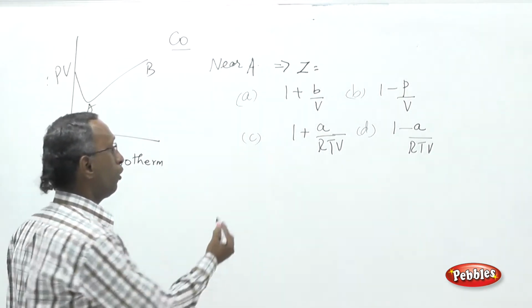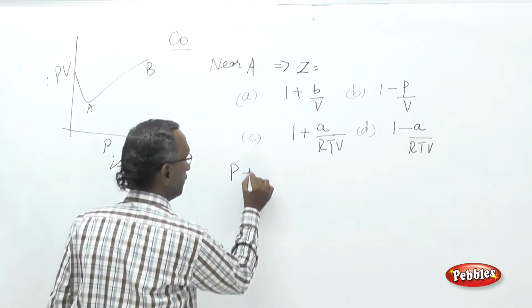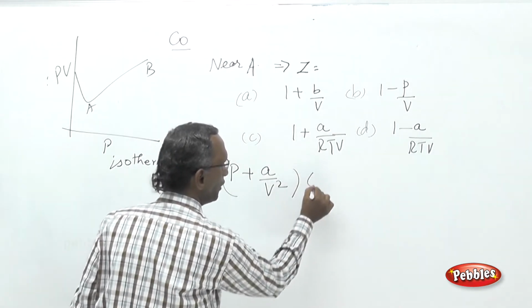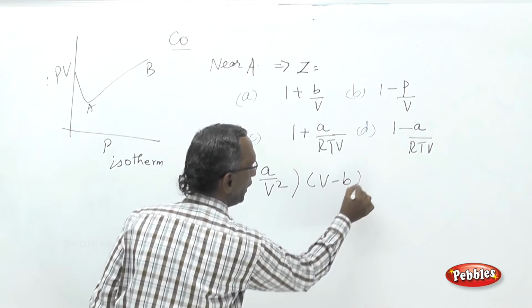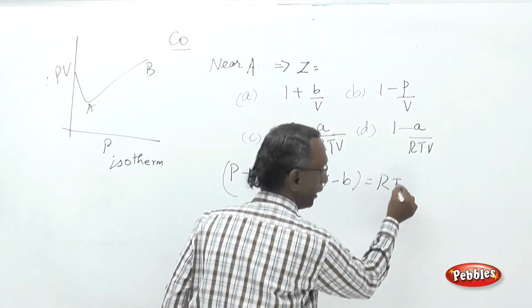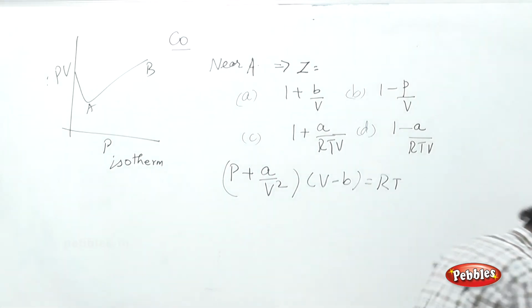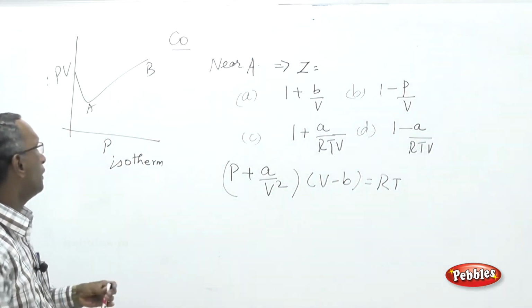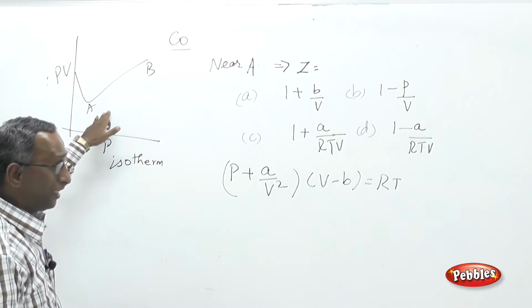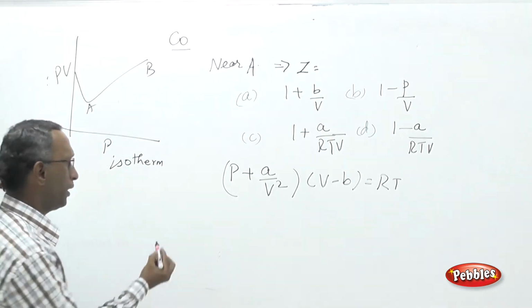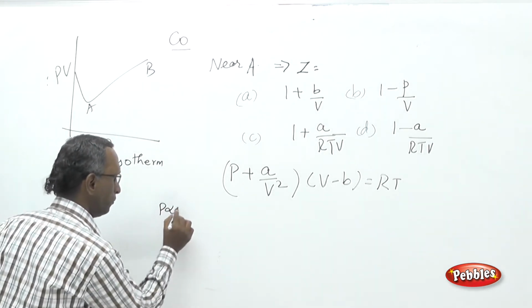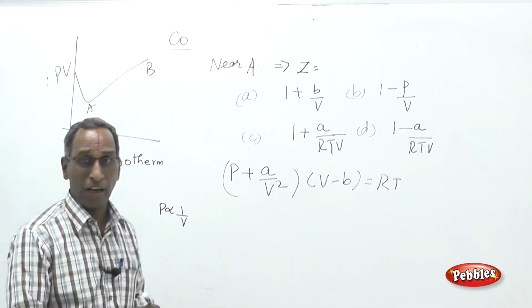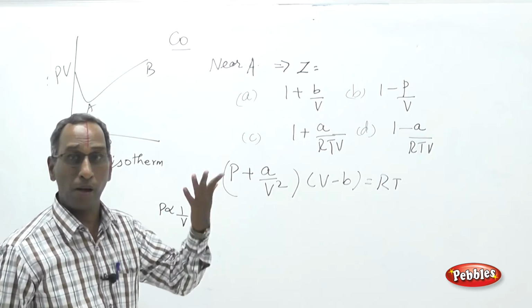It is given. So you have to take the normal equation: P plus a by V squared into V minus b equals RT. This is one type of equation, the Van der Waals equation. Under normal pressure and volume conditions, any system will definitely obey Boyle's law. It need not obey Charles' law, Avogadro's law, or anything else.